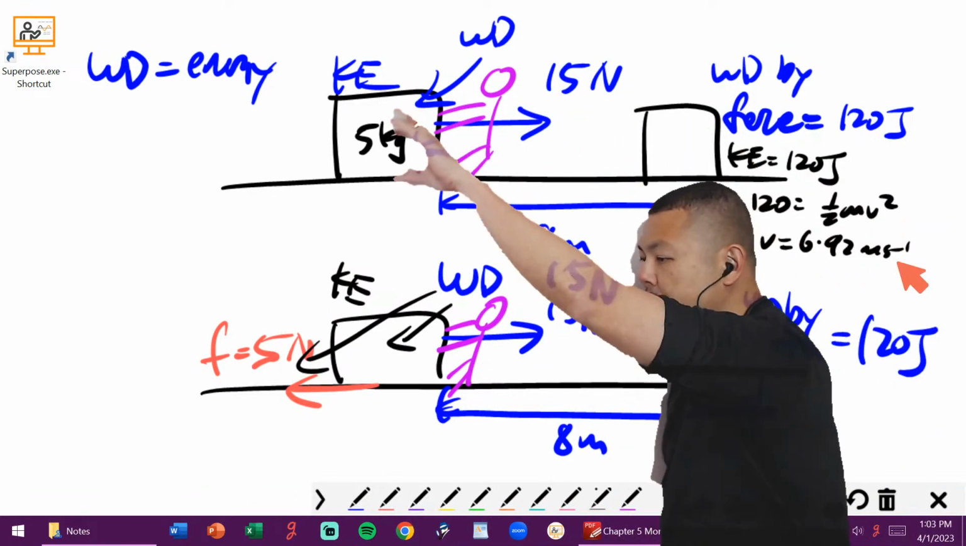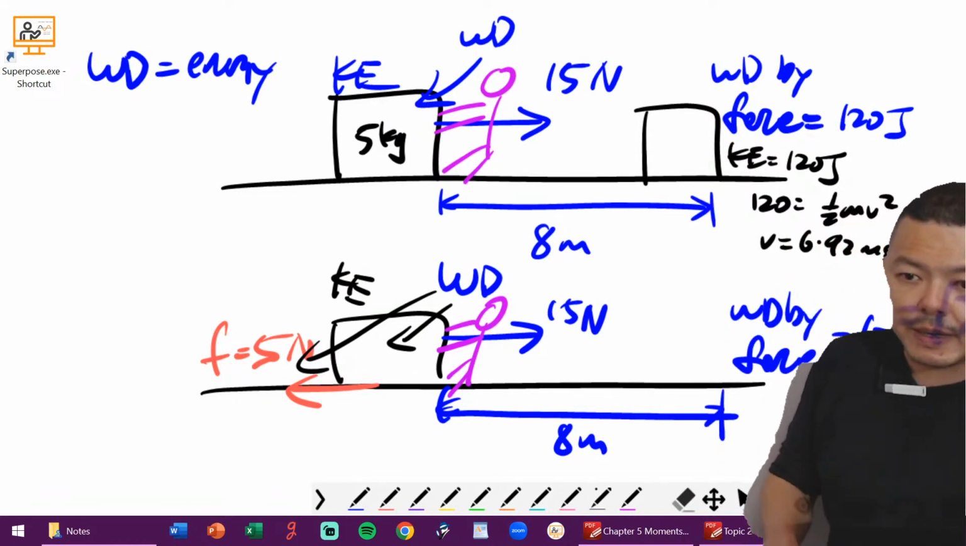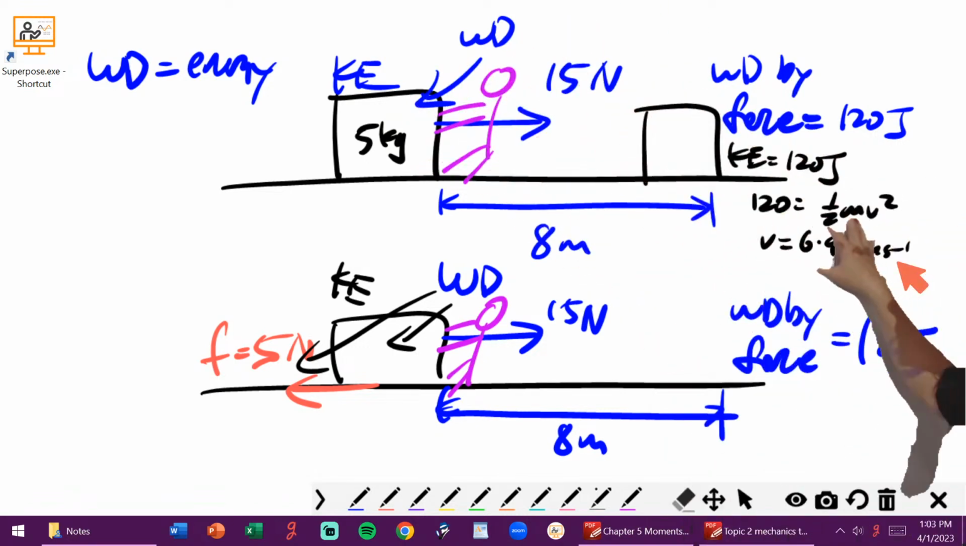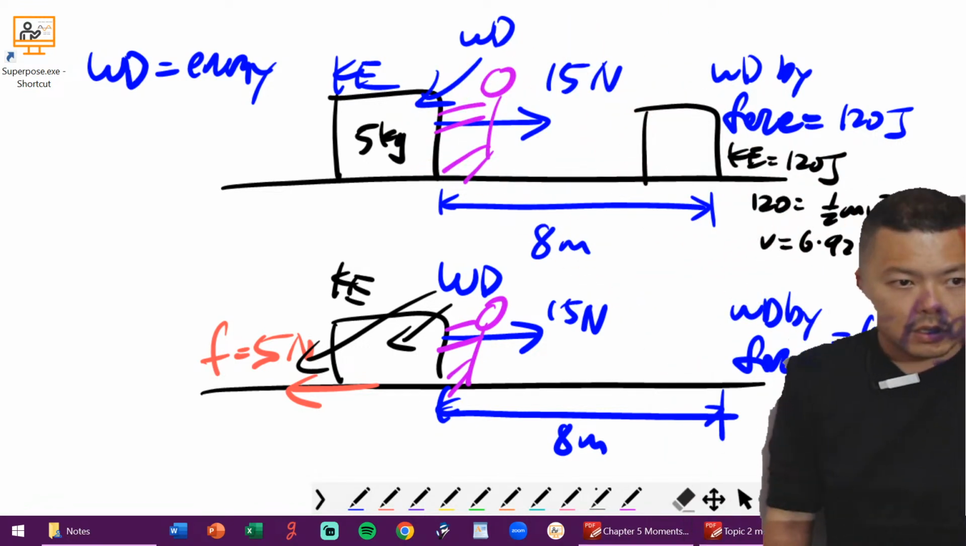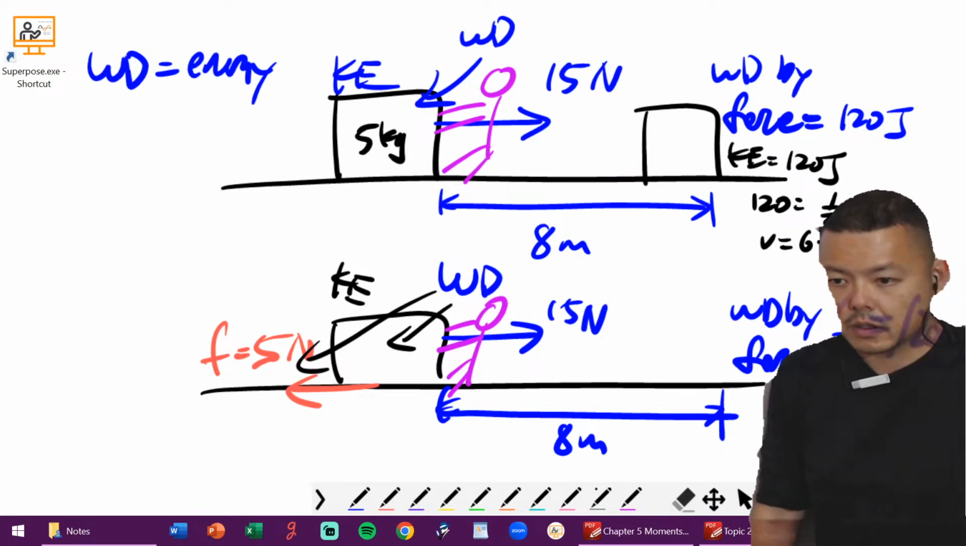What method have you used to find the final speed of this box? The energy method. You've converted work done into KE. You use KE to find the speed of the box. Can you use another method to find the speed of the box? What's another method?